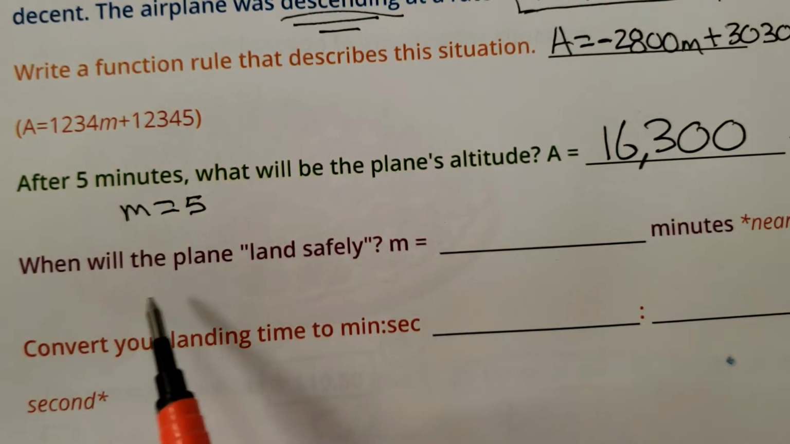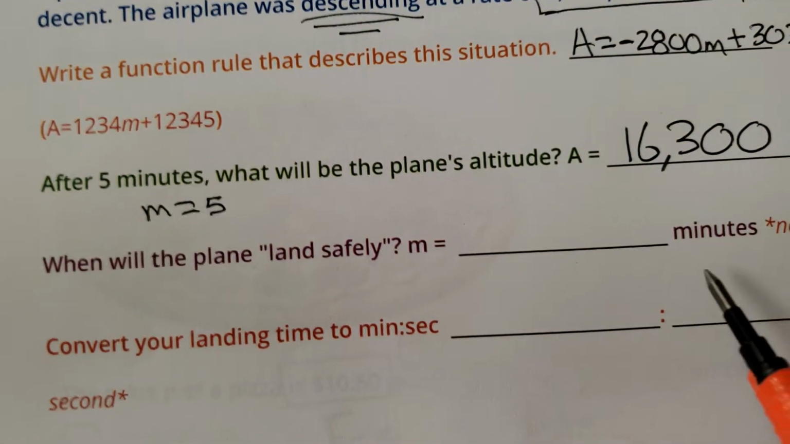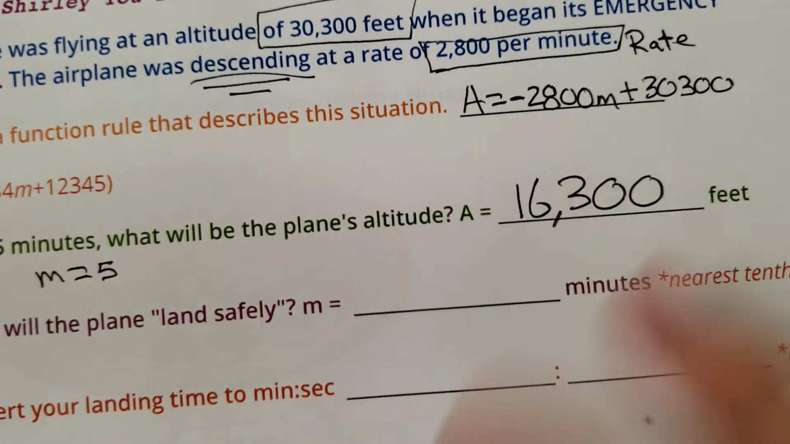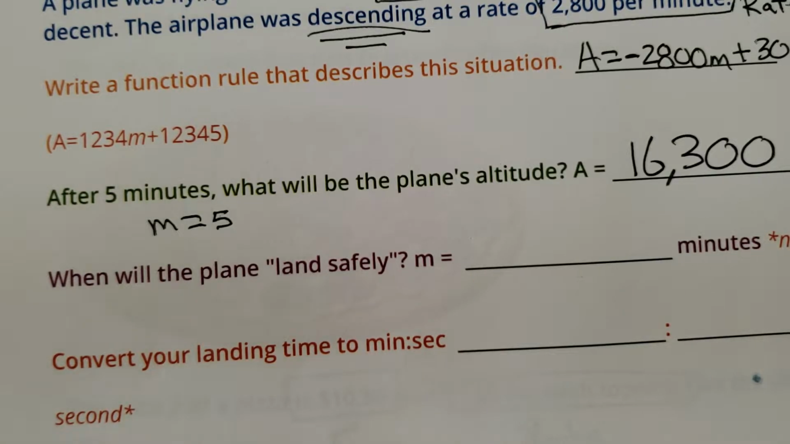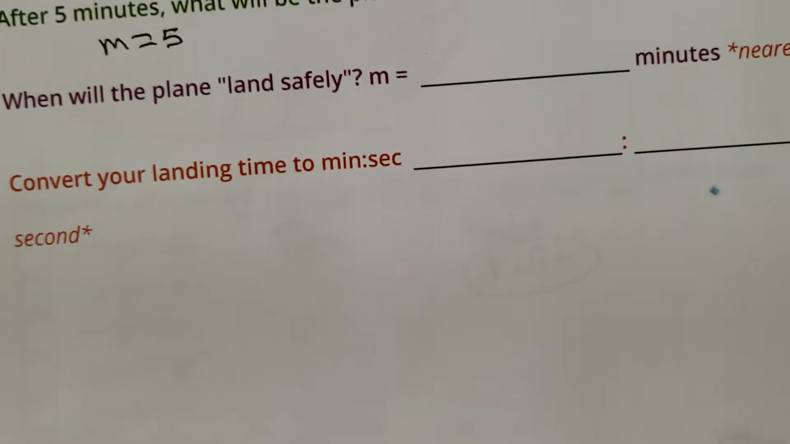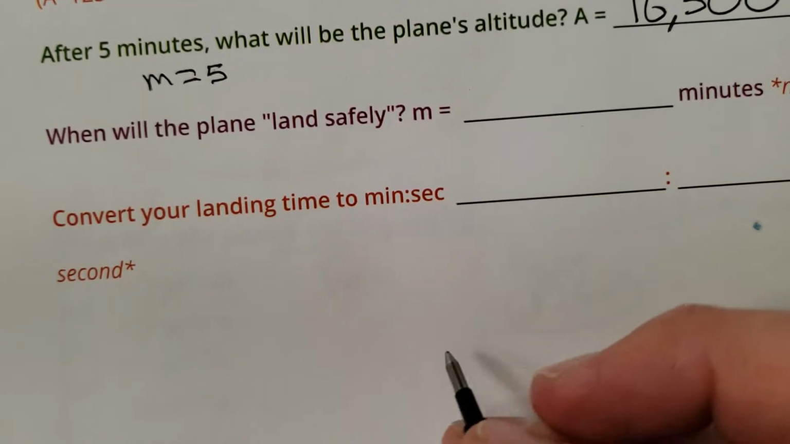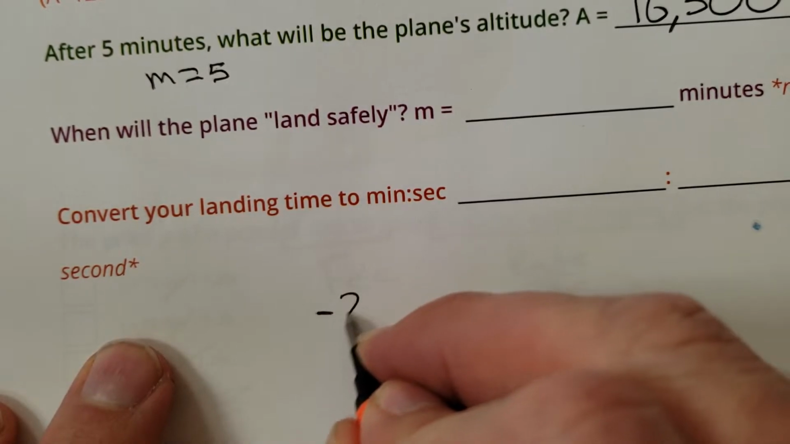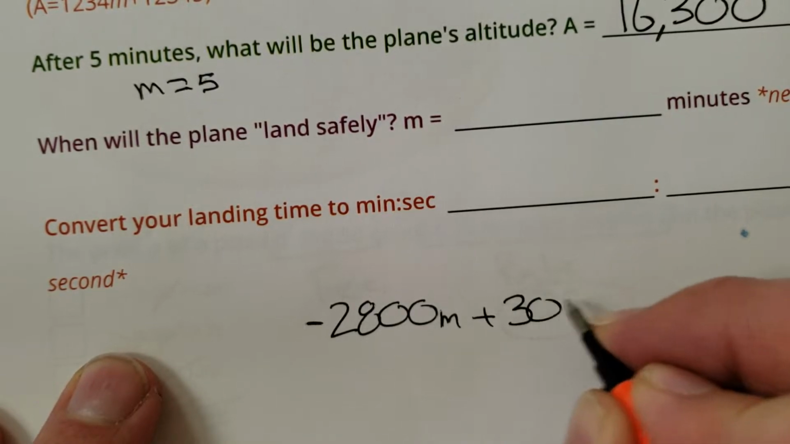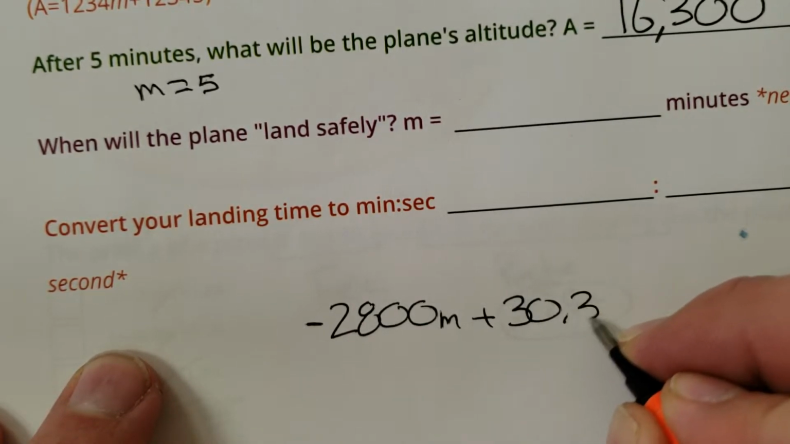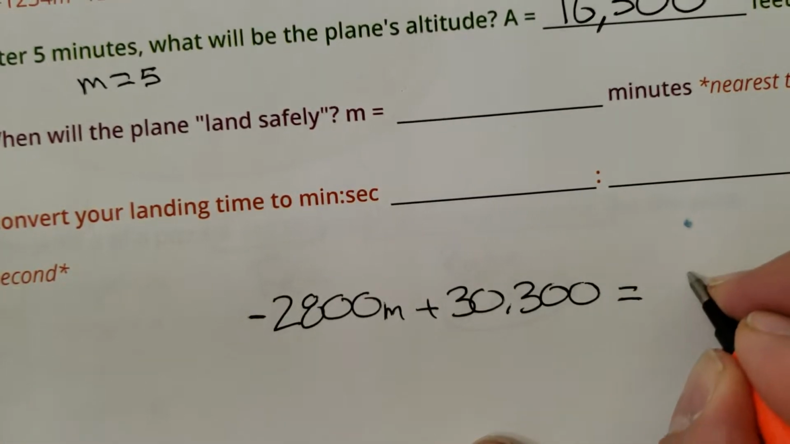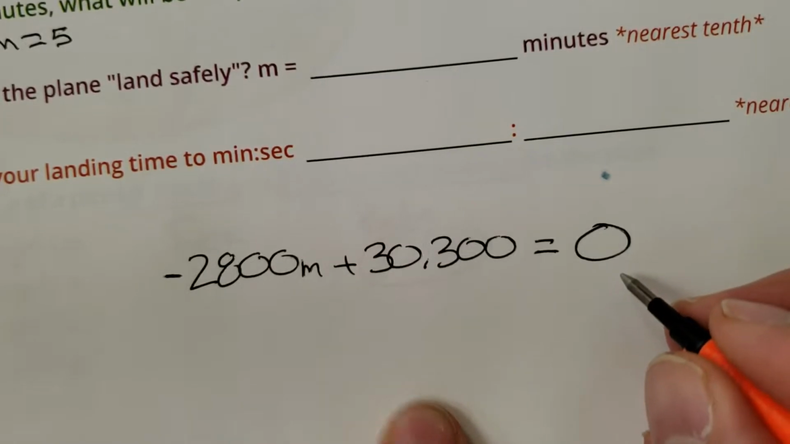Here we go. When will the plane land safely? So the minutes to the nearest tenth, okay? So landing safely, we're assuming that the ground is 0. So watch this, students, okay? Let's assume that the altitude is 0. So I'm going to go ahead and solve it down here. Watch this. So we're at negative 2,800 per minute and 300, okay? When is this mathematical situation going to equal 0? Okay, that's going to be landing safely.